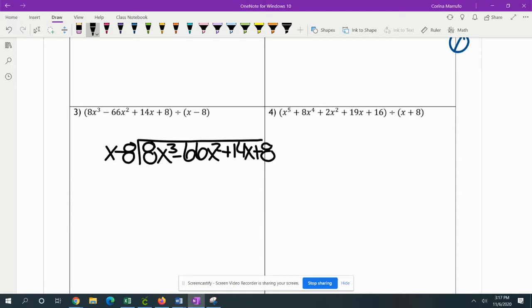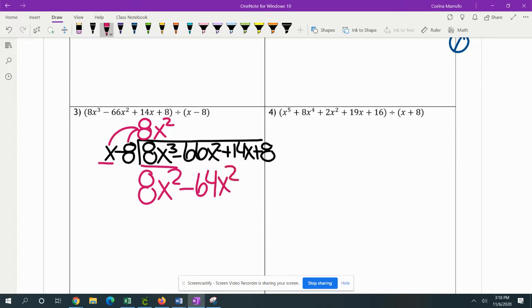Okay, and then we're going to start the same way. So we have an x, and we need an 8x to the third power. So that means that this is going to give us 8, and then x times what gives you x to the third power? Well, x times x squared. And then we go ahead and multiply. So 8x squared times x gives us 8x to the third power. And then we also multiply the 8x squared times a negative 8, which would give us negative 64x squared. Go ahead and erase that.